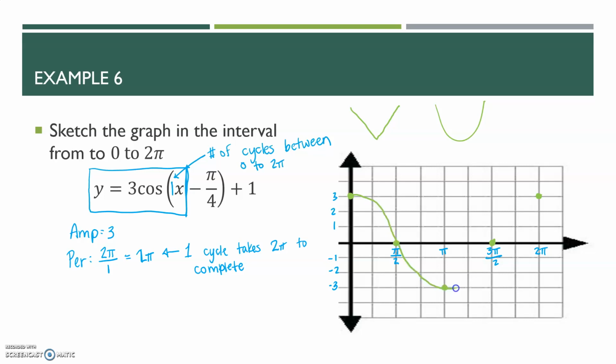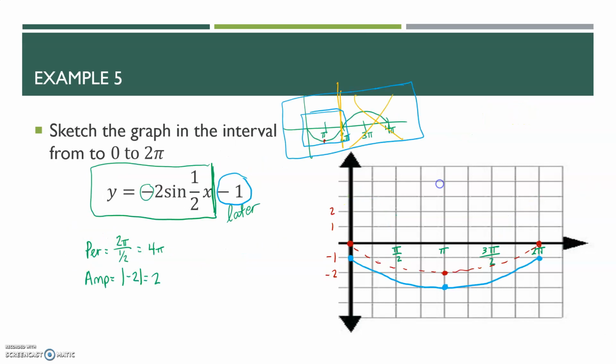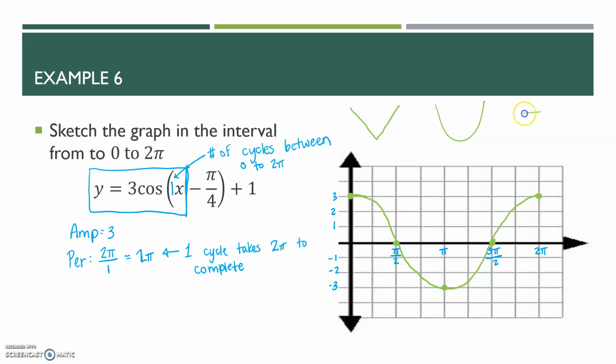Apparently I can't talk and graph at the same time. Should look like this. Should be real close to flat at the top. Oops, sorry. Real close to flat at the top and then increasing as you go down like that. And then it'll curve back up. All right. So we have one cycle between 0 and 2 pi. Oh, I meant to make that dotted. Let me fix that real quick.